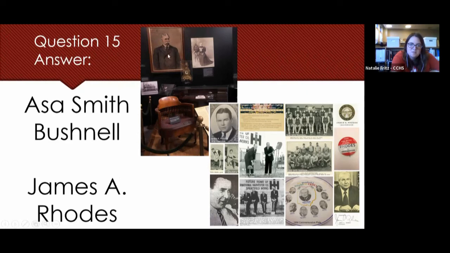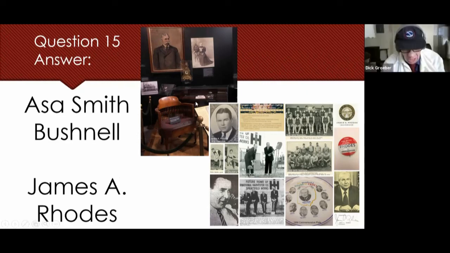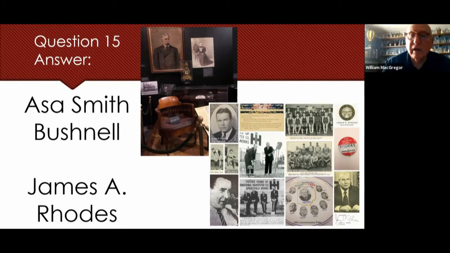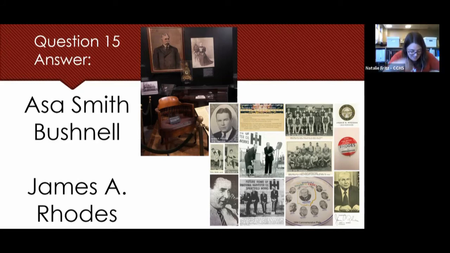Where we've got him and his wife Ellen, and Jim Rhodes was governor in the 1960s. Yes, he was governor from 63 to 70, and then 75 to 83. So he had, I think, a total of four terms, split. Did he live in Springfield? He did. He came to Springfield in his teens.